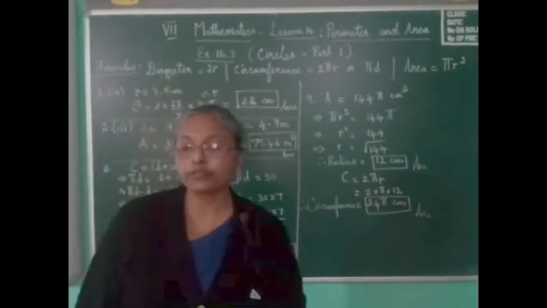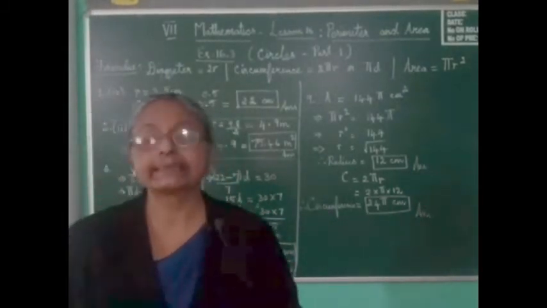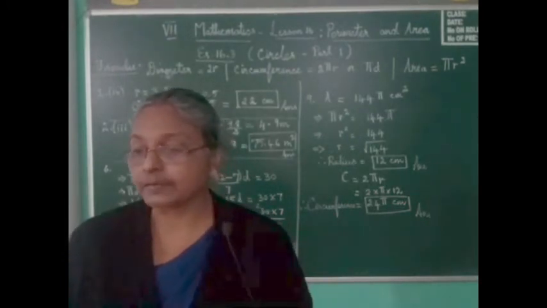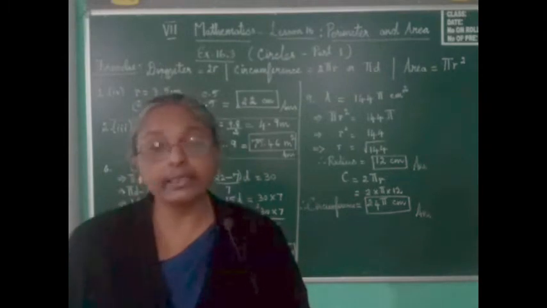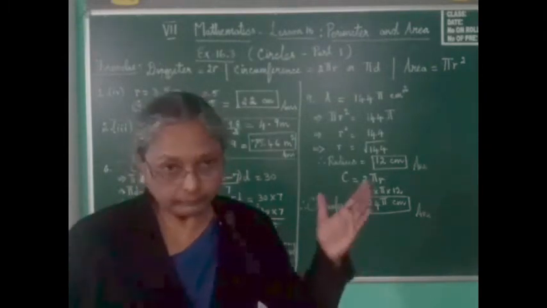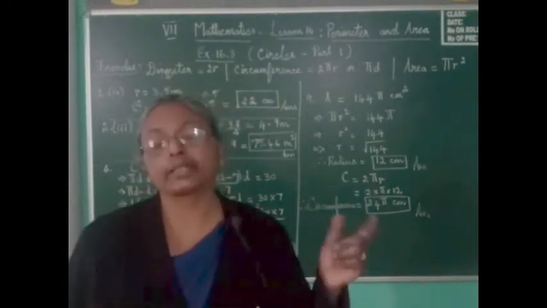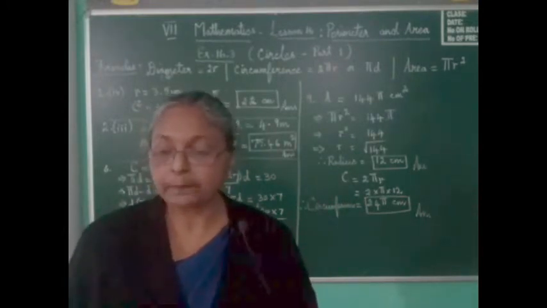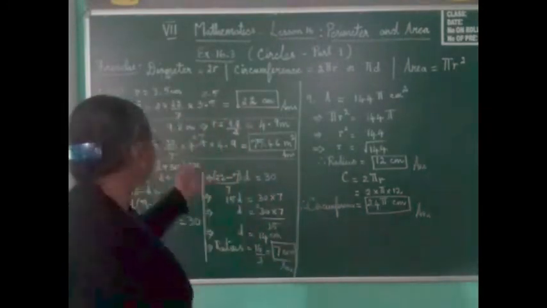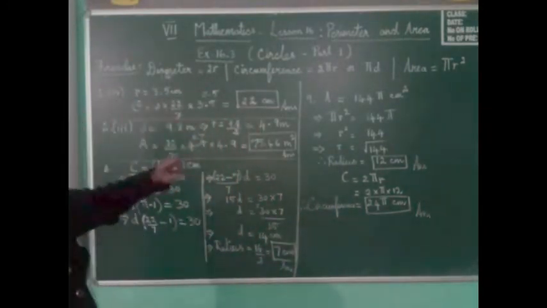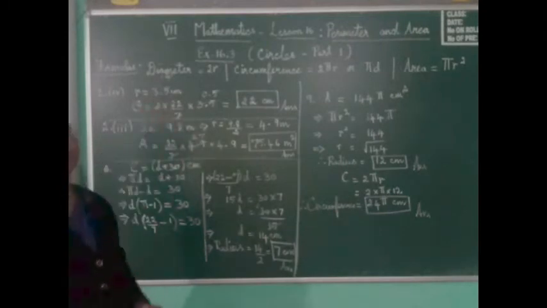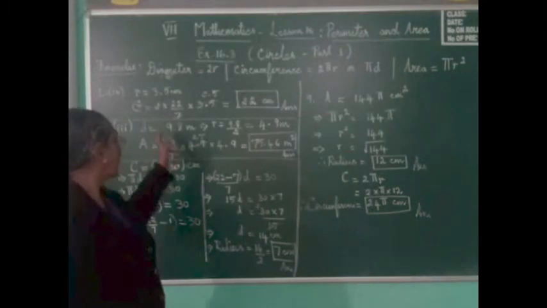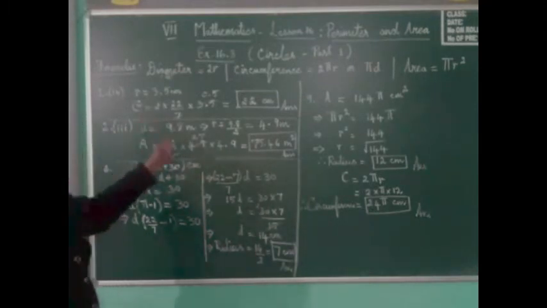Let me read the question for you. First question of exercise 16.3. Find the circumference of the circles with the following radii. The radii of certain circles are given, and we need to find the circumference. So I have taken the fourth subdivision for you. You can see the fourth subdivision. Radius is given to be 3.5 centimeters, and we have to find the circumference.